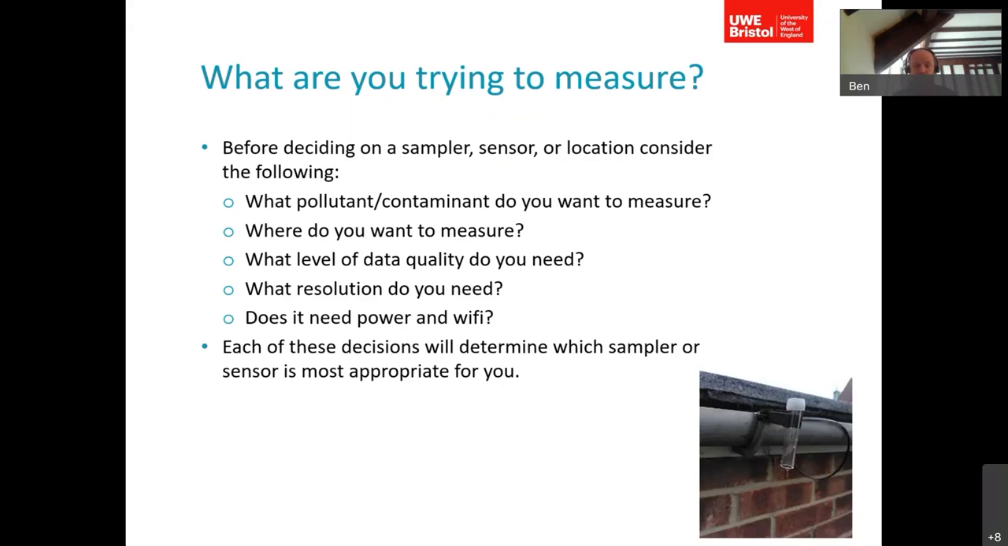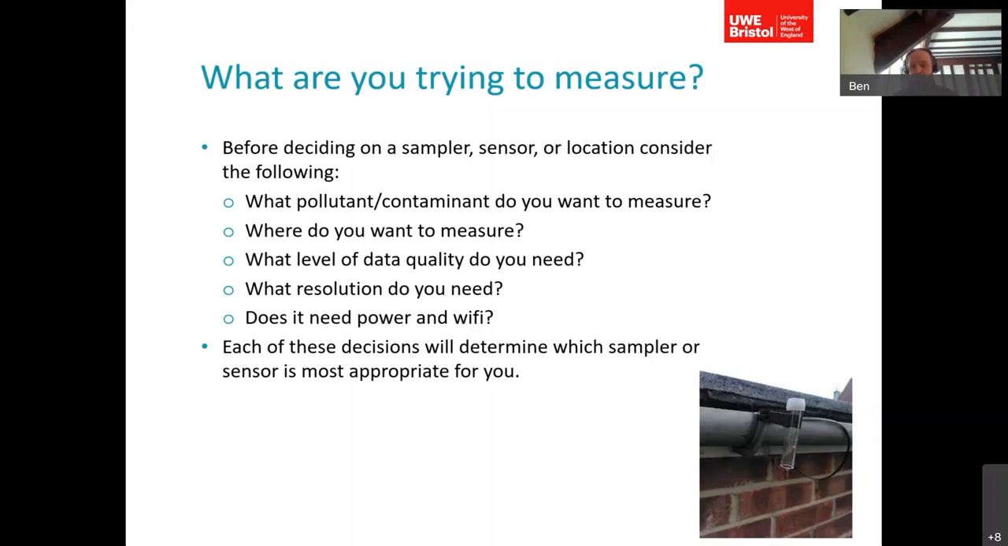Does it need power and Wi-Fi is really important, because you will include and exclude people on the basis of the decisions that you make, whether that's complexity or whether that's accessibility. If a sensor needs power and it needs Wi-Fi to transmit data, then you are going to exclude communities, and you need to be aware of those communities that you exclude, because they may hold really valuable data. So you might want to try and find workarounds for that particular issue.